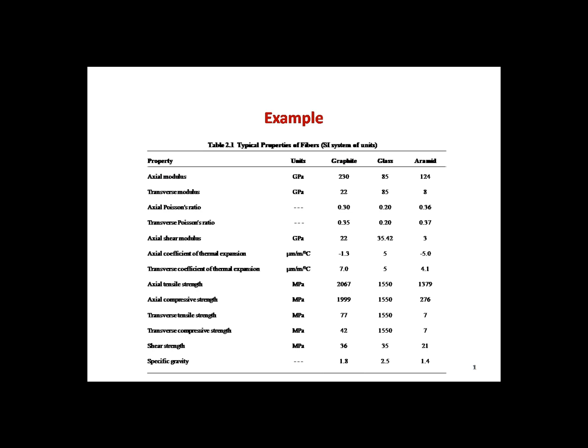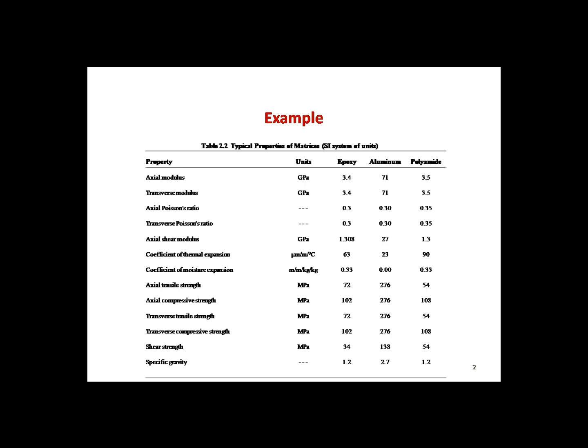This table 2.1 has the typical properties of fibers, made specifically for fibers, and I have included the mechanical properties of fibers in it, like axial modulus, transverse modulus, and so on. And similarly, the different tensile strengths, like axial, transverse, and shear strength, and the last property, which is very important, specific gravity.